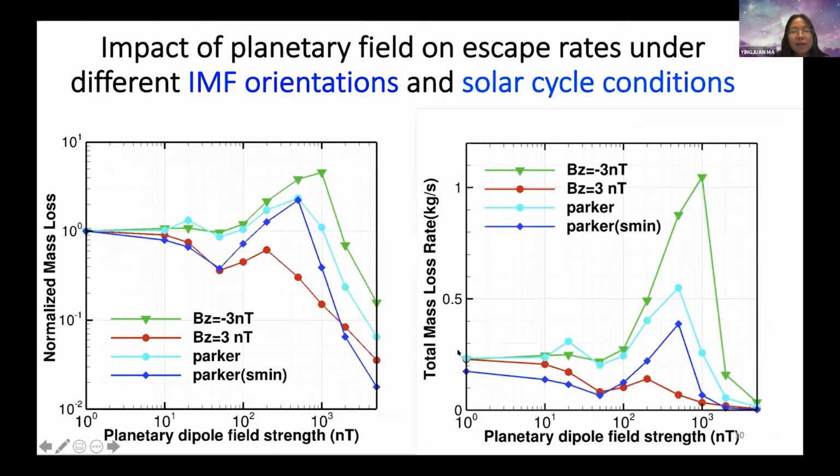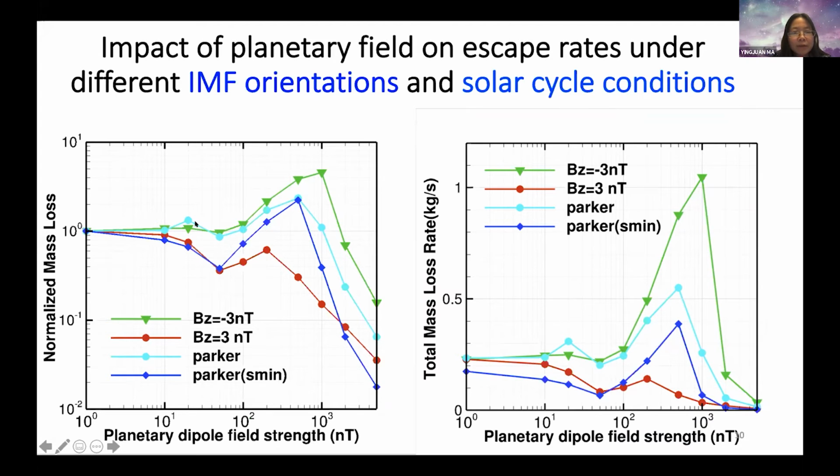Okay, so another question is whether or not the trend we found for the southward IMF is also applicable for other IMF orientations and solar cycle conditions. To answer the question, we plotted the normalized mass loss as a function of planetary dipole field strengths. So they start from 1 with no dipole field.